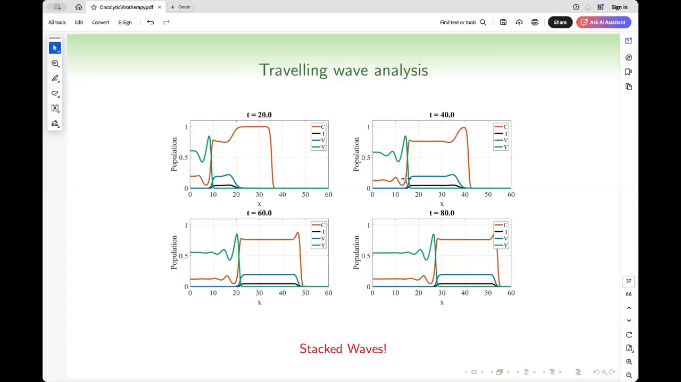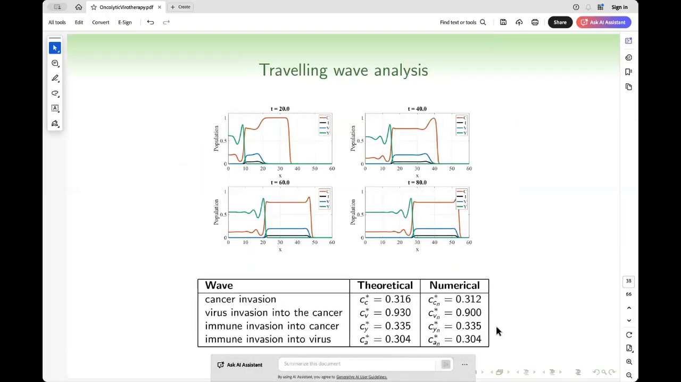But no, stacked waves have been reported, have been found in ecology, for example. And so we analyze those. And you can analyze these. For example, for the virus wave, you just linearize this steady state, or you do a leading edge analysis here. For the immune system, you do a leading edge analysis here.